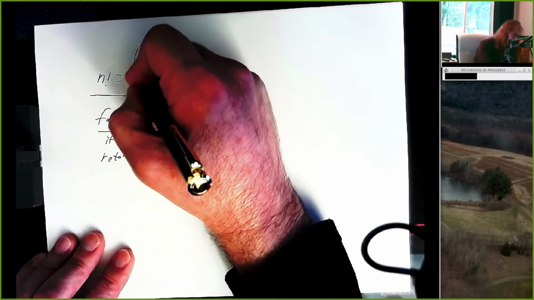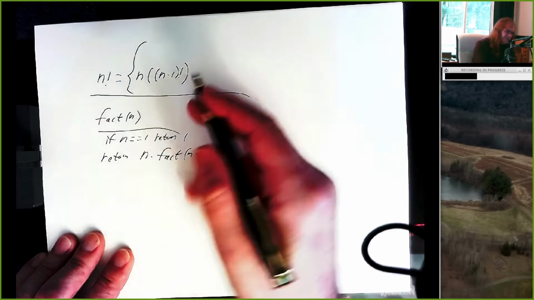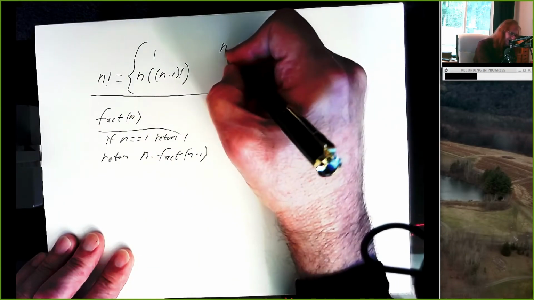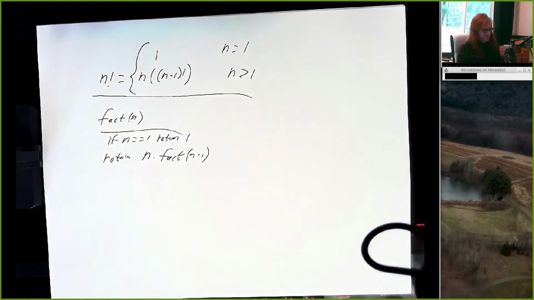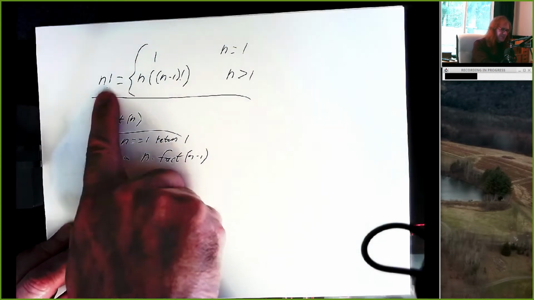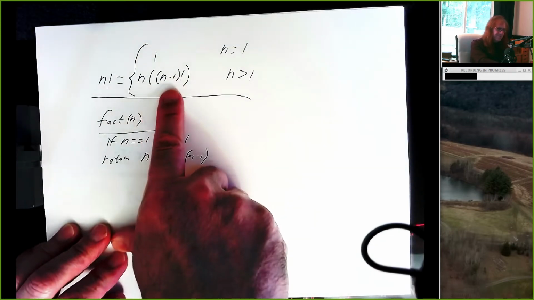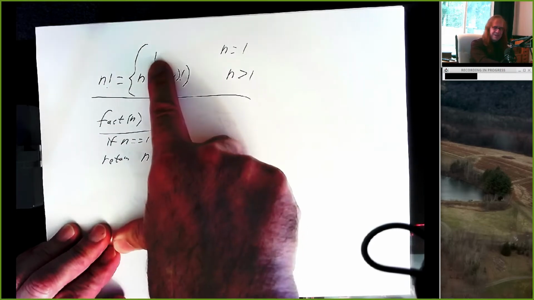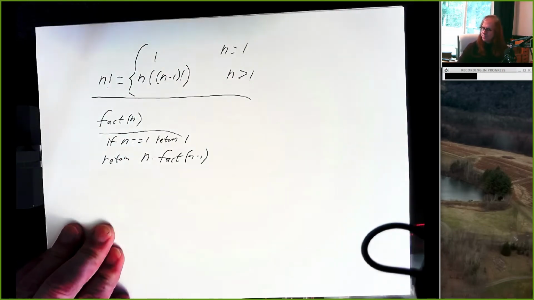And so we could actually write n factorial is equal to this if n is bigger than 1, and it's equal to 1 if n equals 1. And so now we've got an expression of n factorial in terms of, in general, another factorial, or for a particular value of n, we've got an actual value.